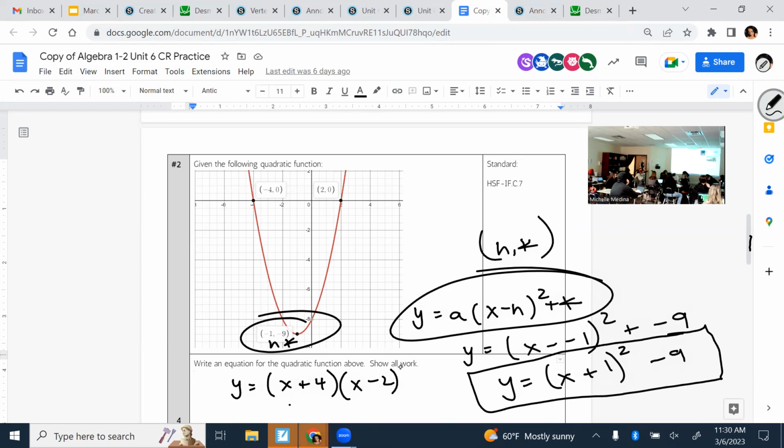I'll accept either one tomorrow, but I would definitely verify on Desmos that it matches up, has the same x-intercept, and has the same vertex. Question on this one? Any others from either study guide?